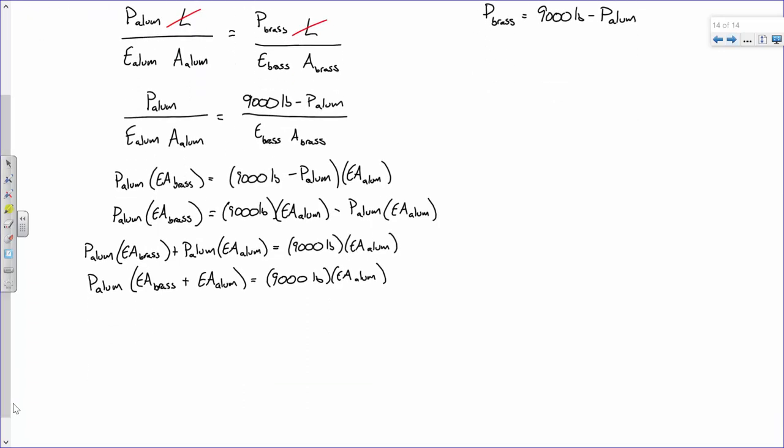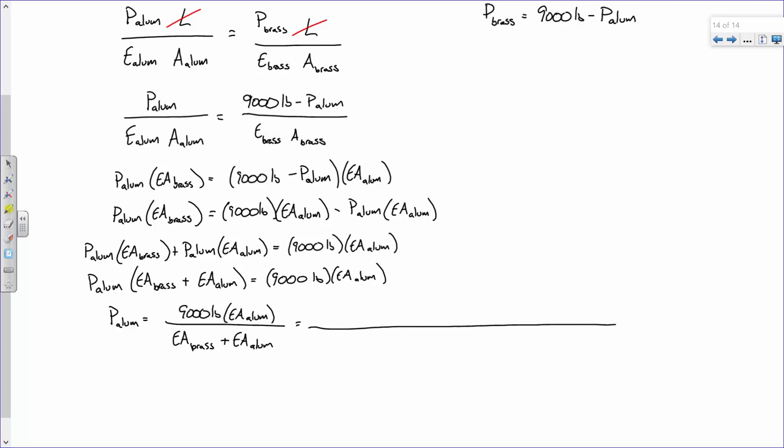Apologies if I'm getting a little wordy with my algebra, but I want to make sure I'm documenting every step so everybody can go along with me. So P aluminum equals, so we have EA brass plus EA aluminum equals 9,000 pounds EA aluminum. Okay. So far so good? All right. So let's chug this out because we have everything we need for this.